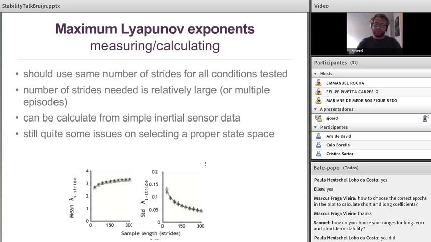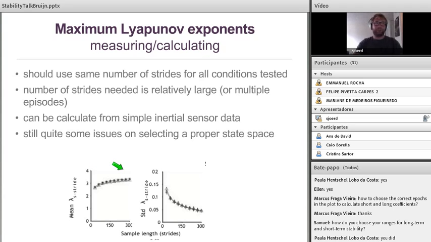So then some things about measuring and calculating these Lyapunov exponents that I think are important. It's important that you use the same number of strides for all conditions tested, and the number of strides you need is relatively large. Below here you see a figure that shows what happens if I increase the number of strides in my analysis to the mean of my Lyapunov exponent, which I calculate. And as you can see, if you include more strides, you get higher Lyapunov exponents.